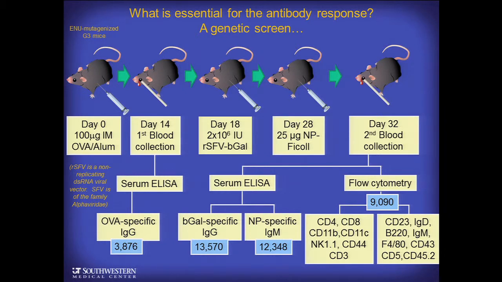We also do flow cytometry to see whether there are developmental problems with the production of lymphoid or myeloid cells. And to date, the screen has been carried through different numbers of mice for the different components, but for most of it, we've looked at more than 10,000 mice by this time.